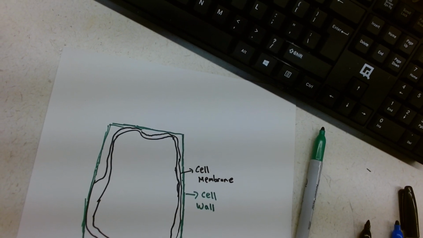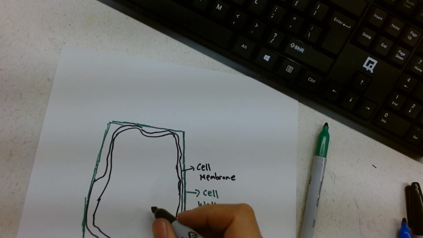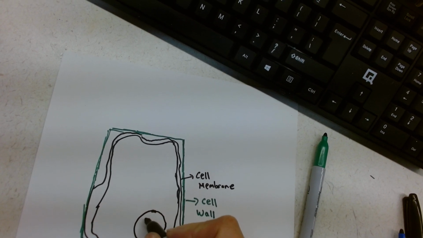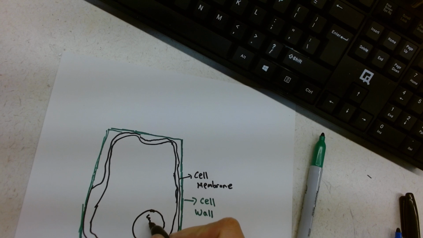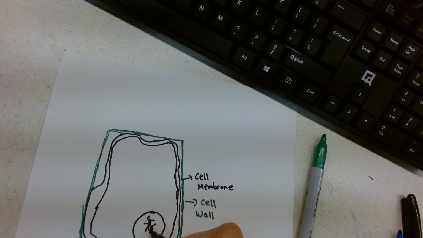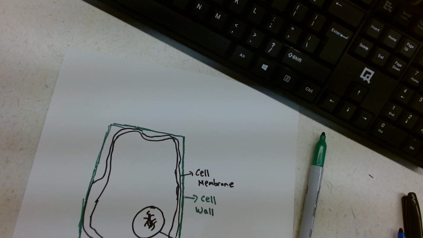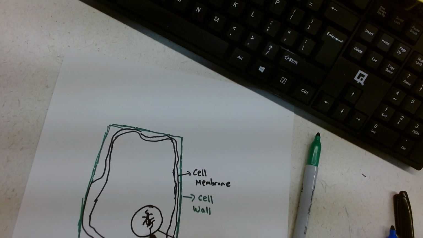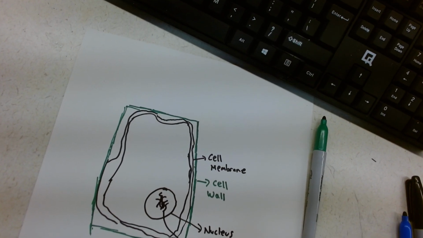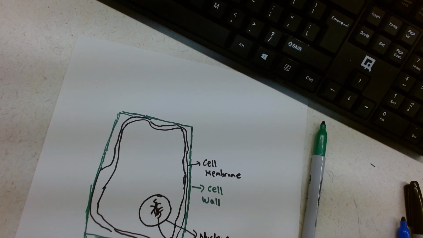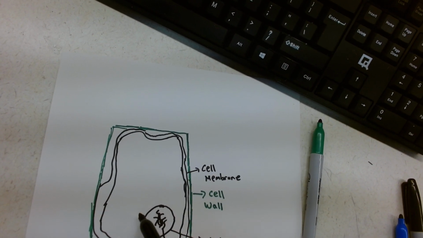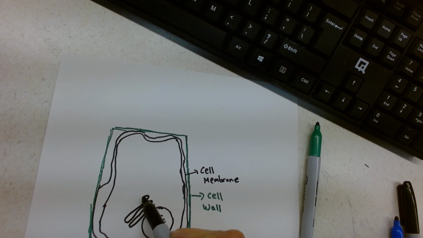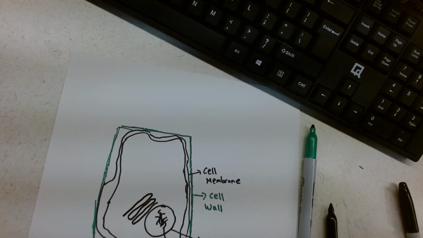Inside of the plant cell, we will still have our nucleus with the DNA all inside. And similarly, we have the endoplasmic reticulum and the ribosomes.